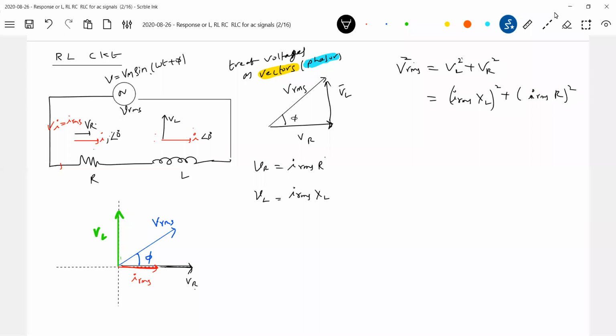What should be the VRMS? VRMS should again be equal to IRMS into some quantity. I'll call that impedance. So IRMS square will get eliminated. So Z square is equal to XL square plus R square. This is inductive reactance. This is resistance. This is called the impedance. And what should be the unit of all these? It should be ohm only.